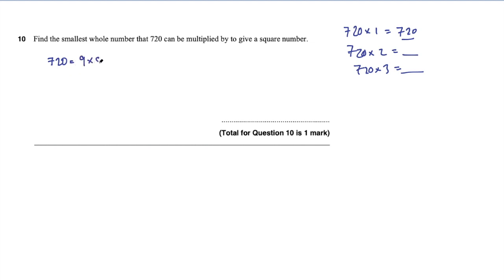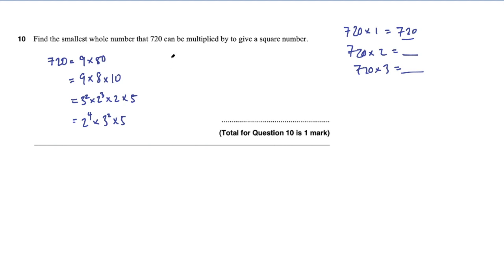720 is 9 times 80. Remember, 9 times 8 is 72, so 9 times 80 is 720. And then this is 9 times 8 times 10. And then we can write this as 3 squared times 2 cubed times 2 times 5. And simplifying this is 2 to the power 4 times 3 squared times 5. Now, to have a square number, all of the exponents of the prime factors need to be even. So you notice the exponent of 2 is even, the exponent of 3 is even, the exponent of 5 is 1. So what we'd want to do is multiply this whole thing by 5, and then we would get a square number.